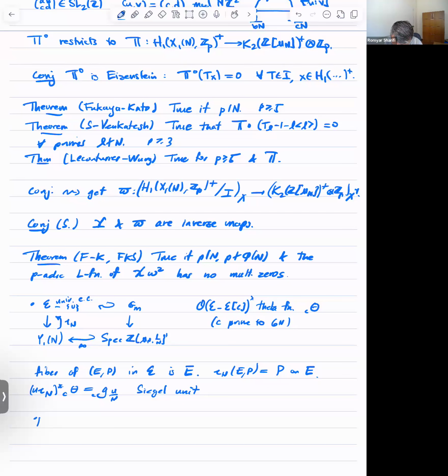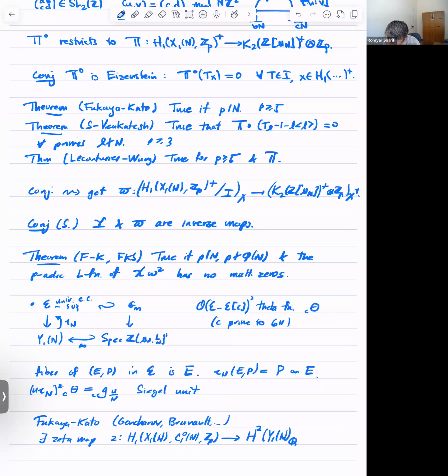And what Fukai and Kato showed is that, following, I guess there's also Gontran, Bruno, in a slightly different direction, there exists a zeta map, Z, from the homology of the modular curve relative to these non-zero cusps to the H2 of the modular curve. This is not quite accurate, but okay.